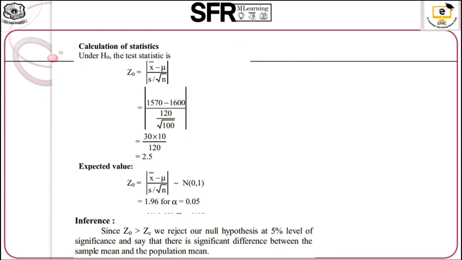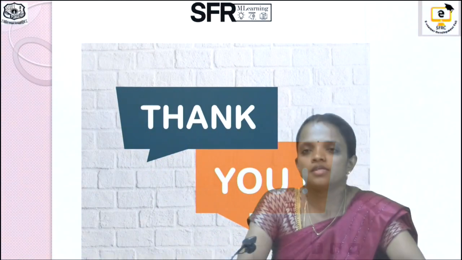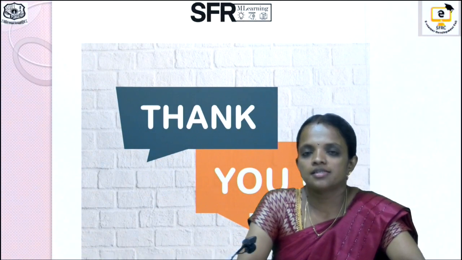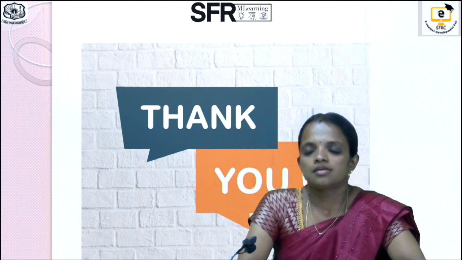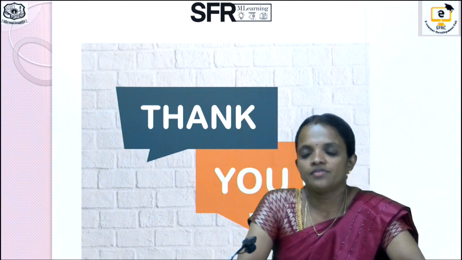We substitute all the values, we get Z0 equal to 2.5 and the expected value ZC equal to 1.96. Comparing the two values, we get Z0 is strictly greater than ZC. So we reject our null hypothesis at 5% level of significance. That is, there is a significant difference between the sample mean and the population mean. So in this video, we discussed the test of significance for large samples. We may apply any of these tests in our real life problems. Thank you. We shall meet in the next video.